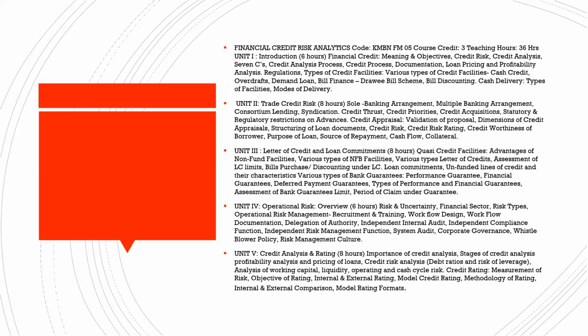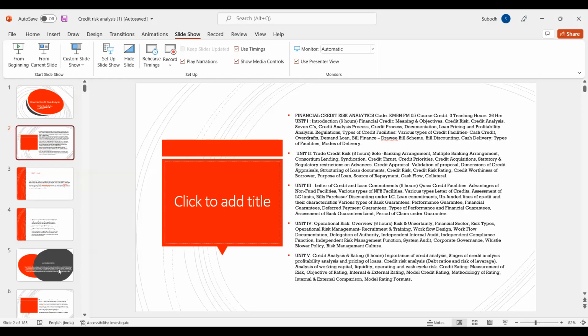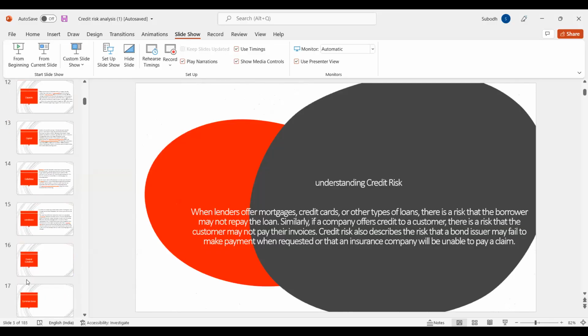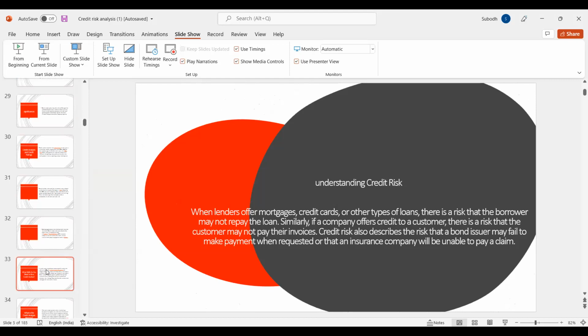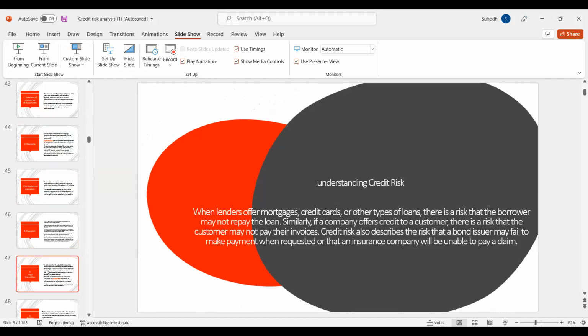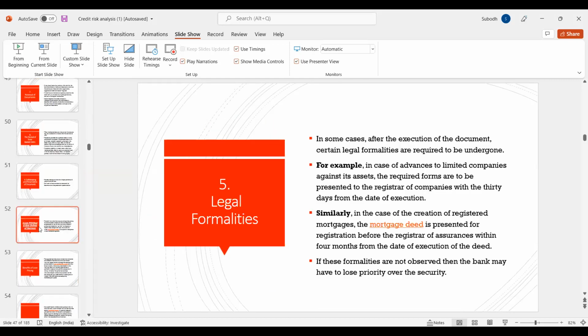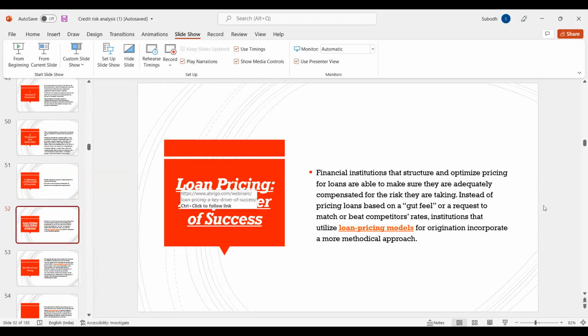There are various types of facilities by which we can get credit. We can get the credit through cash credit or bank overdraft, demand loan, bill finance. Okay, so these are the types. We'll get more information about them as well. So let's come back first of all to the same. We'll go for this loan pricing actually, first of all. Okay, so loan pricing, a key driver of success.